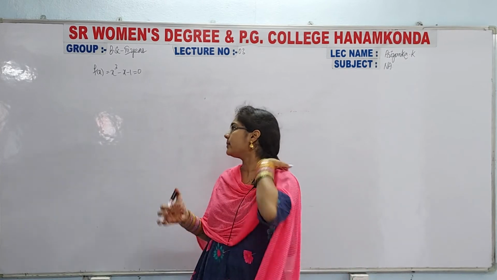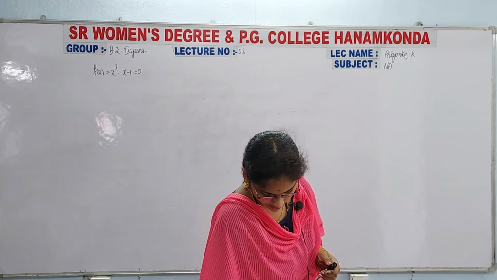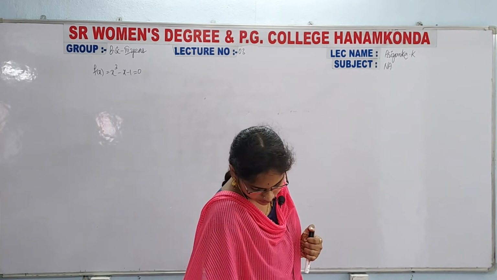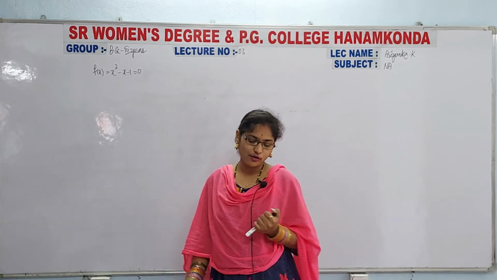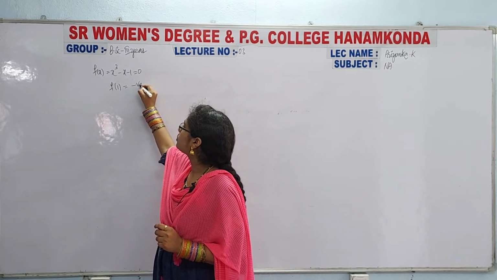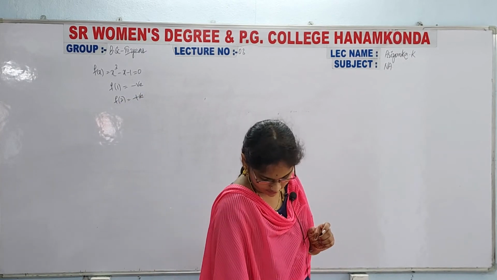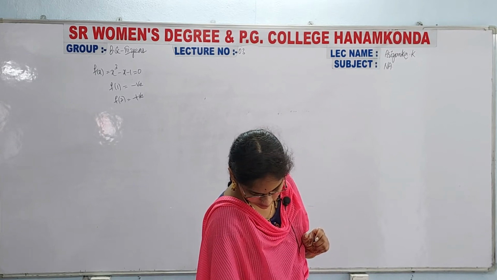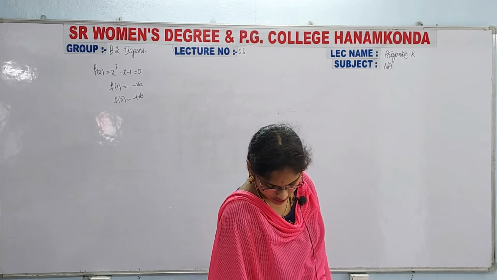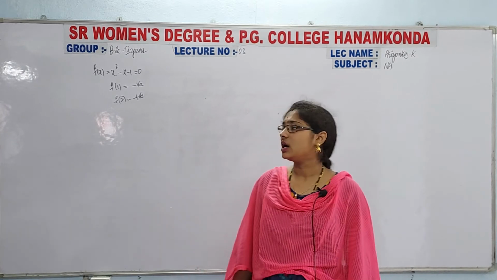Actually here they mentioned this one only, but they didn't mention the interval. In our textbook they mentioned another one: write down, since f of 1 is negative, f of 2 is positive, a root lies between 1 and 2. So now we have to find the solution.